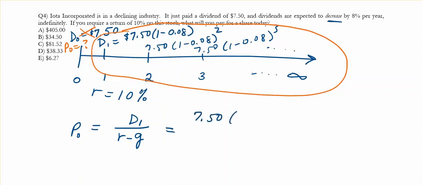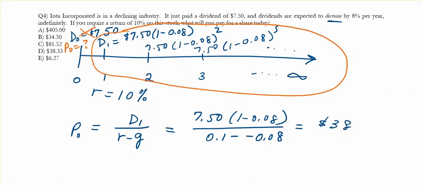So the year 1 dividend, we know from the timeline, is 750 times 1 minus 0.08. The R, the required rate of return or discount rate, is 10%. Now this is really tricky. The formula is R minus G, but G itself is a negative number. So this will actually reduce to 92% of 750 divided by 18%. And we get 38.33.